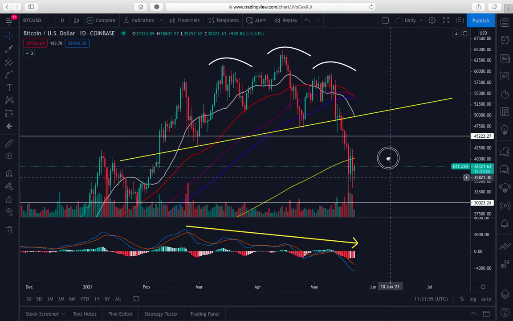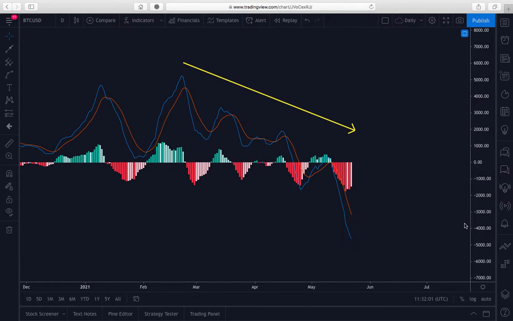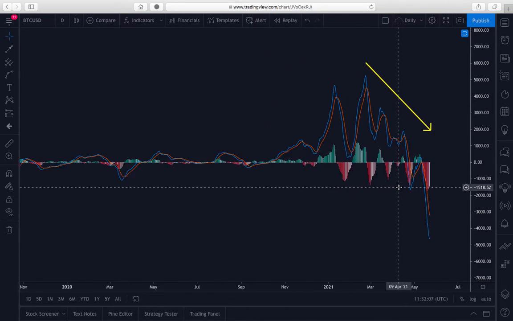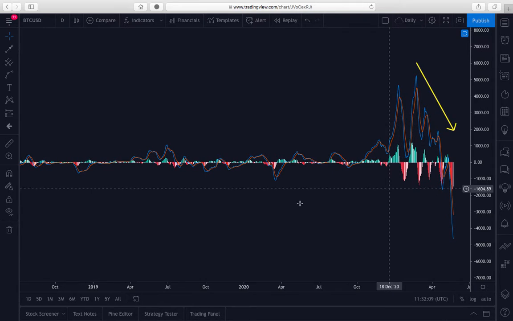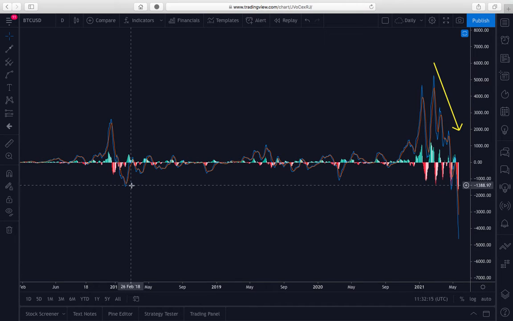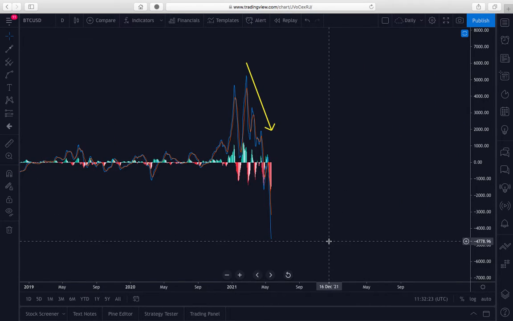Now, the question is, what am I doing? Am I buying? Am I selling? Well, let's look at this. Let's look at our MACD. What's going on with our MACD? We're at minus 5,000. We have never been there before. Guys, let's go back. Here's 2018 when Bitcoin fell from 19,000 all the way back down to, I believe, like 4 grand. It went to like minus 1,400. Guys, we're at minus 5,000. We have never been here before.